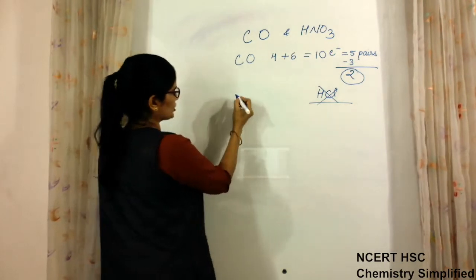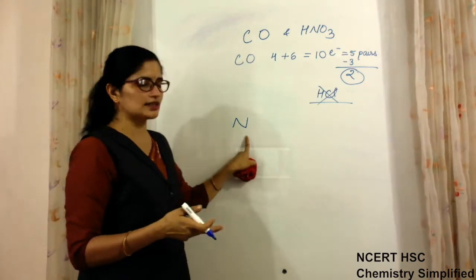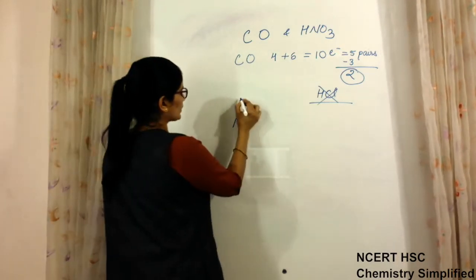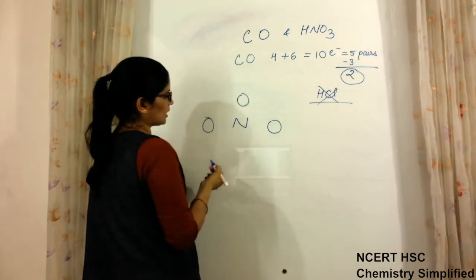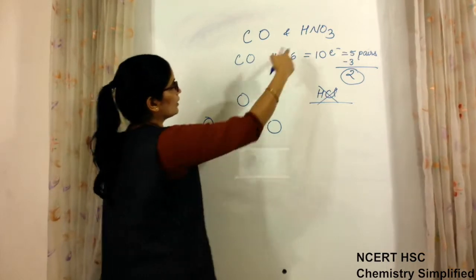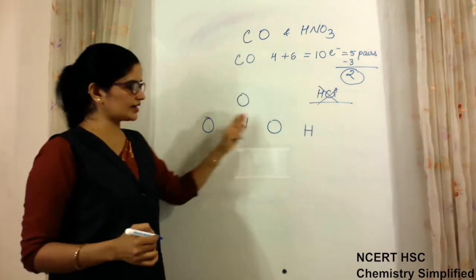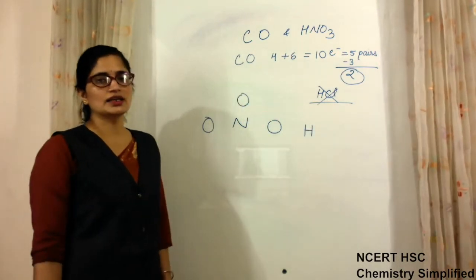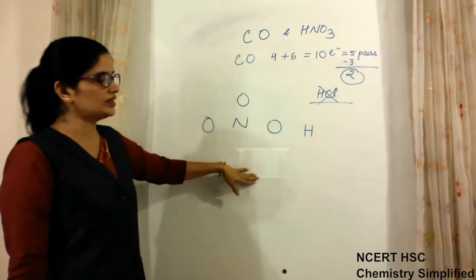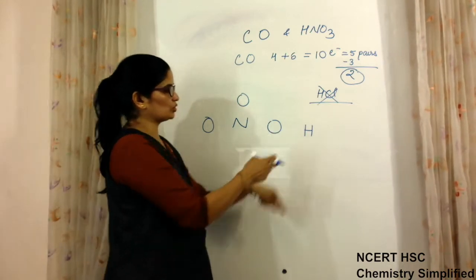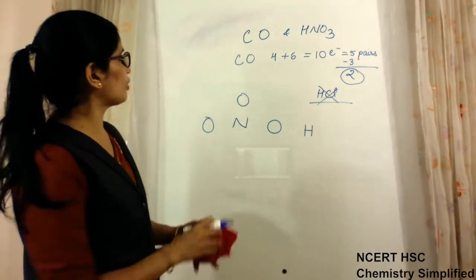So if for HNO3 we have to make a structure, what will be there? Nitrogen is less electronegative, so it will act as central atom. Now oxygen, how many? 3 oxygens, any 3 sides we can make out of the 4 sides available, and 1 hydrogen we have to connect to any one side of an oxygen. In this manner first we arrange the atoms which are available in the acid. Hydrogen should be connected through O. Then one bond each.